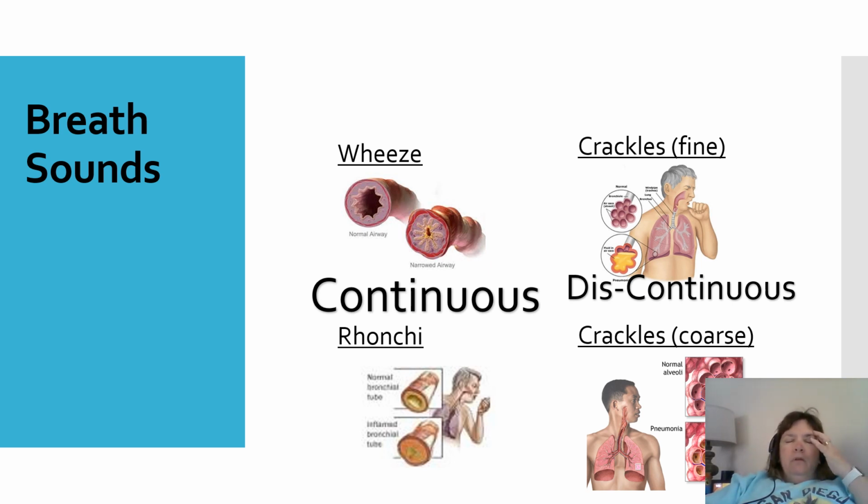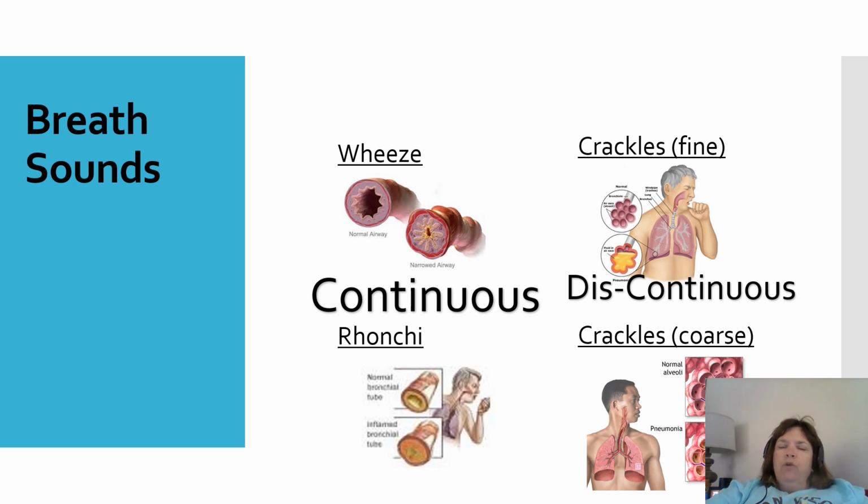Another continuous sound is rhonchi, and that's a more harsh sound, often caused by mucus or something in the airways. Fine crackles sound like when you take your hair and rub it between your fingers. That's what crackles sound like, or when you pour milk on Rice Krispies, that sound. Those are often caused by fluid buildup in the alveoli.